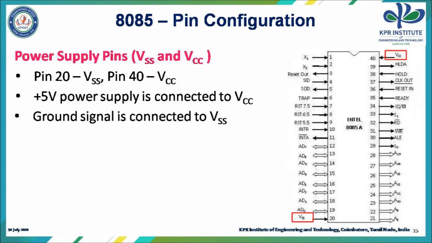The last two pins are the power supply pins, VSS and VCC. As we already know, the 8085 processor requires a plus 5 volt power supply for its operation. This plus 5 volt power supply is given to the processor through the VCC pin, and the VSS pin is grounded. So, that is all about the pin configuration of 8085.